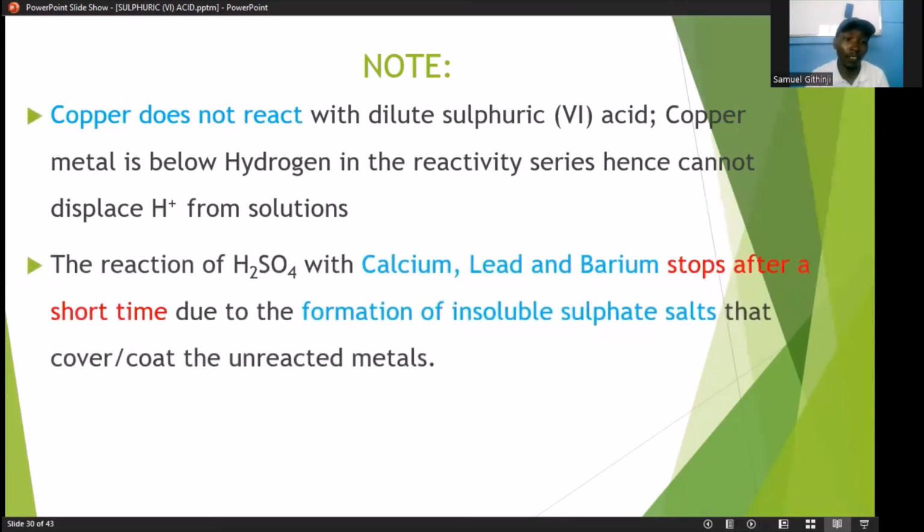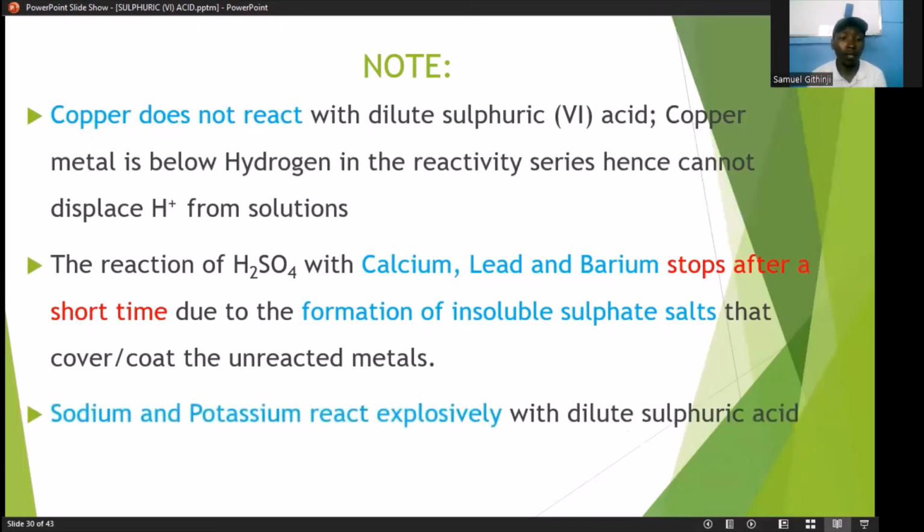Then another very interesting reaction that you should know is when you react calcium, barium, or lead with sulfuric acid, the reaction stops after a short time. And this is not the only reaction that stops. Any reaction that leads to the formation of an insoluble substance, be it salt or hydroxide, cannot proceed for a long time. What exactly happens is that the insoluble salt formed covers the metal and stops further contact with the acid. Potassium and sodium and maybe lithium react explosively with this acid, so that's a reaction never to be tried.